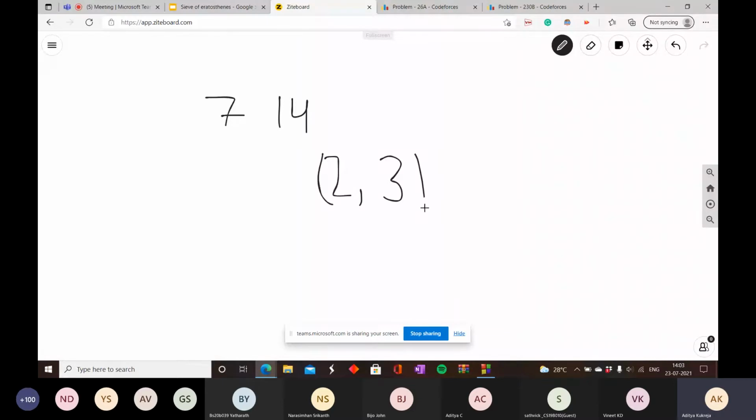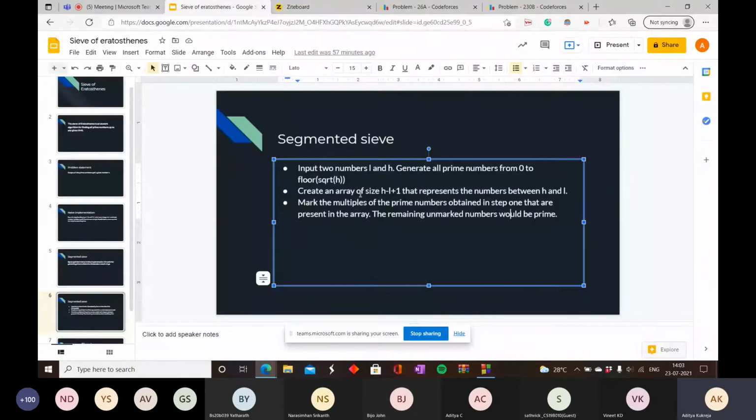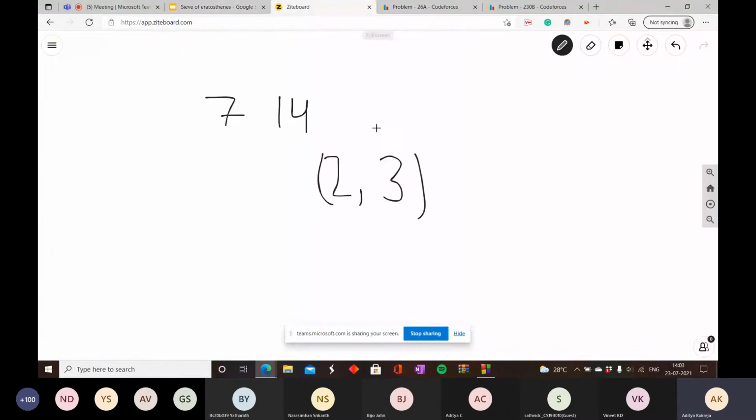Now what you have to do is create an array of size h minus l plus 1 that represents the numbers between l and h. So h minus l plus 1 basically gives all the numbers like 7, 8, 9, 10, 11, 12, 13, 14. That would be 8 in this case. So you would have an array of 8 elements, 1, 2, 3, 4, 5, 6, 7, 8. These arrays are indexed in the normal way, like 0, 1, 2, 3, 4, 5, 6, and 7.